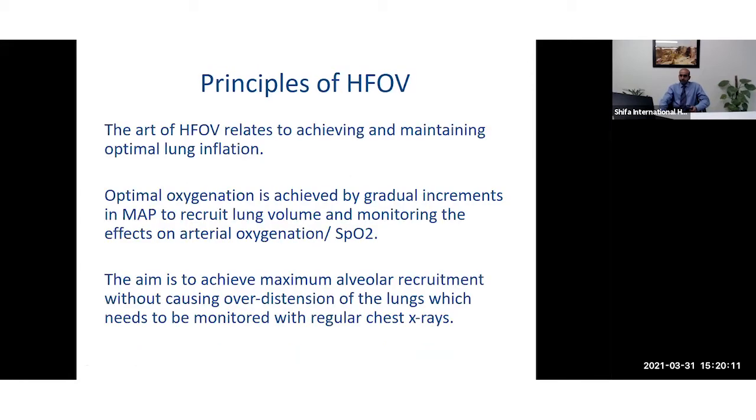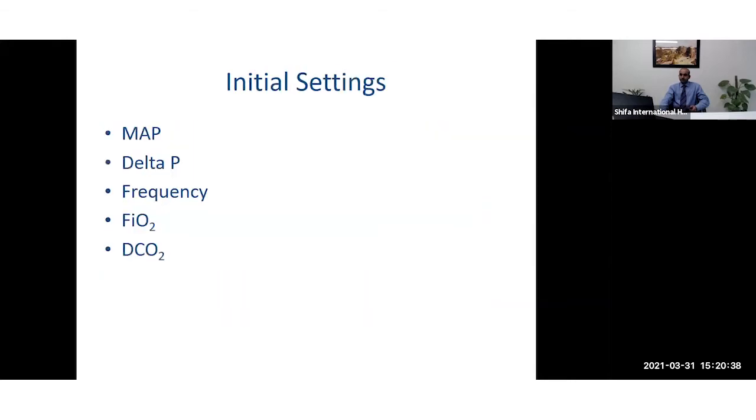So the basics of high frequency ventilation is achieving and maintaining an optimal lung inflation. And optimal oxygenation is achieved by slowly increasing the mean airway pressure to recruit the lung volume and monitoring its effects on arterial oxygenation and saturations. And the aim is to achieve maximal alveolar recruitment, but without causing overdistension of the lungs, which needs to be carefully monitored with regular chest X-rays.